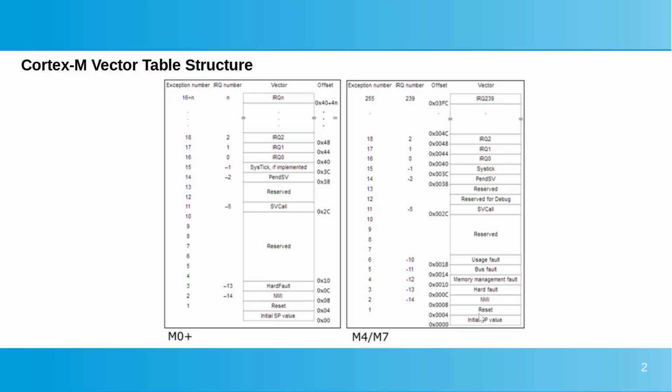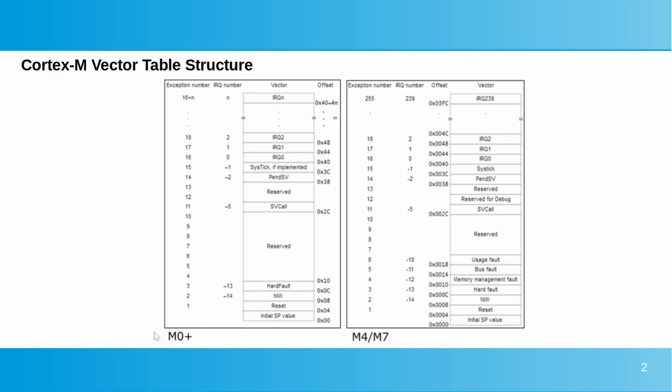The vector table by itself is just an array that consists of multiple entries, and each entry will hold the base address of the corresponding exception and interrupt handler, as you can see here. The structure of the vector table may differ from one CPU to another.